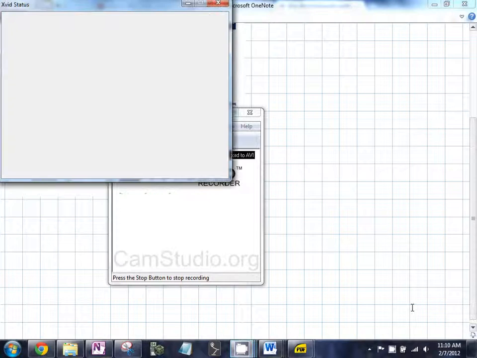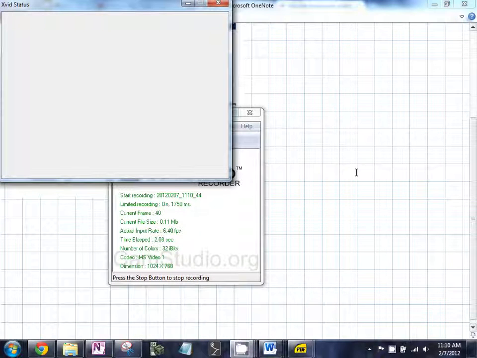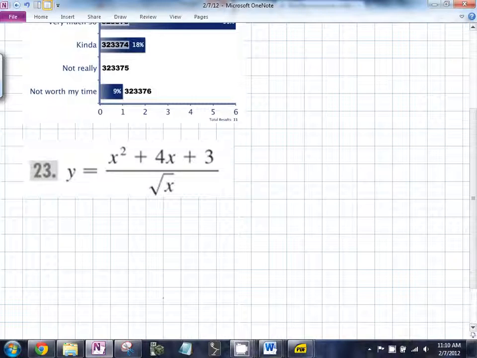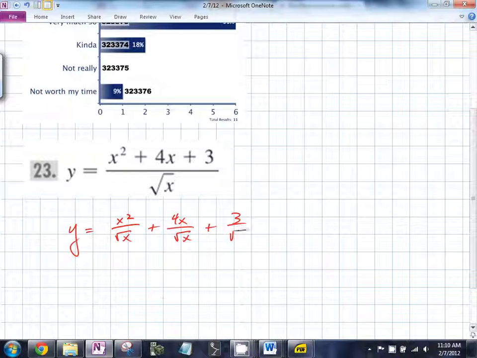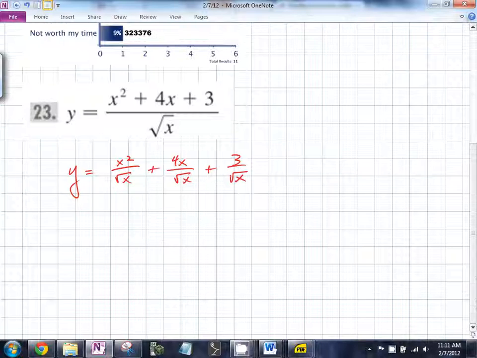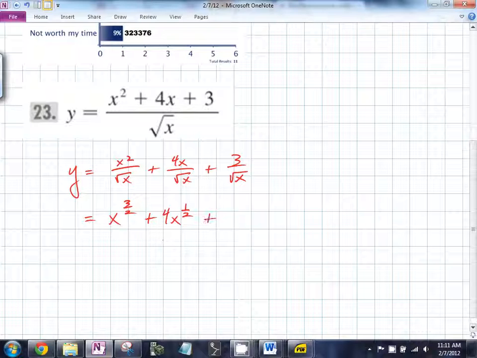What do we do first? y equals x squared over the square root of x plus 4x over the square root of x plus 3 over the square root of x. So what does that equal? That equals x to the 3 halves plus 4x to the 1 half plus 3x to the negative a half. So what's the derivative going to be?